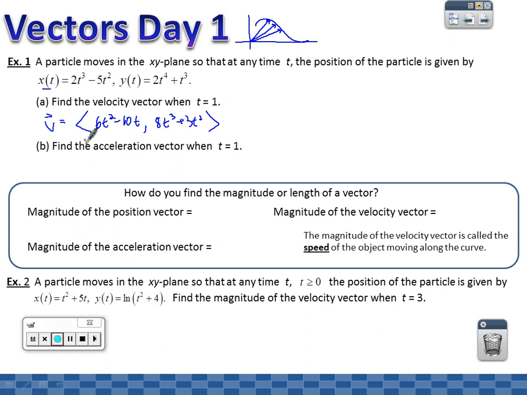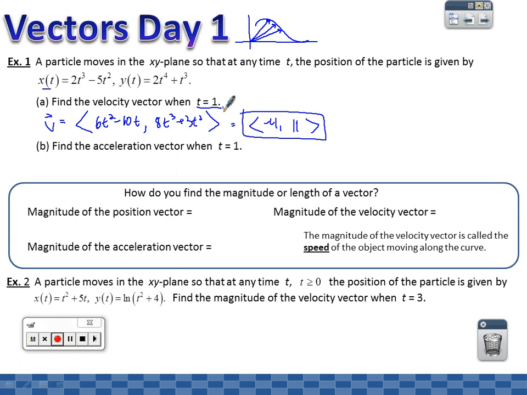Okay? So we then would substitute a 1 in there to get the velocity at 1. And so that's just some arithmetic. Just put your 1 in there, and you get negative 4, 11. And so that is the value of our velocity vector when t is 1.